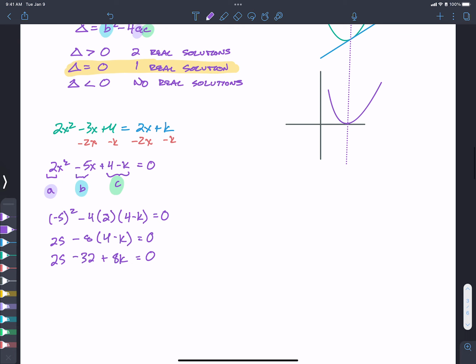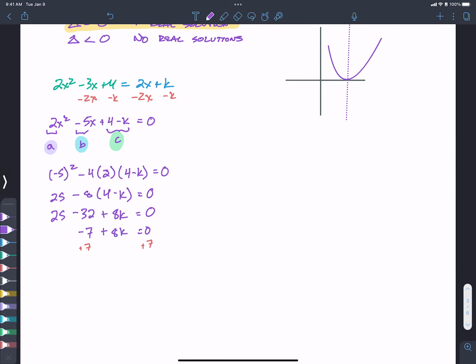All right, so 25 minus 32, what's that? Minus 7, I believe. So minus 7 plus 8k equals 0. Let's add 7 to both sides. And so we're left with 8k equals 7. When we divide both sides by 8, we get k is equal to 7/8.